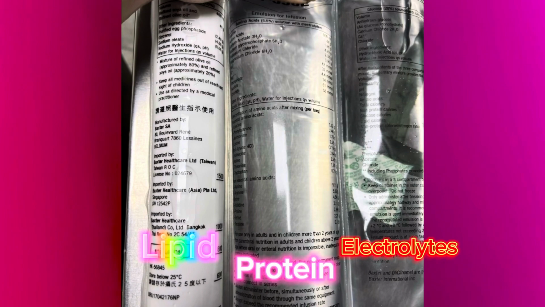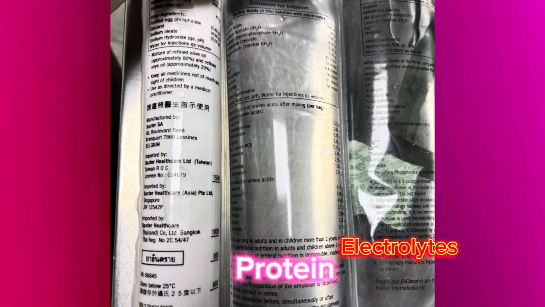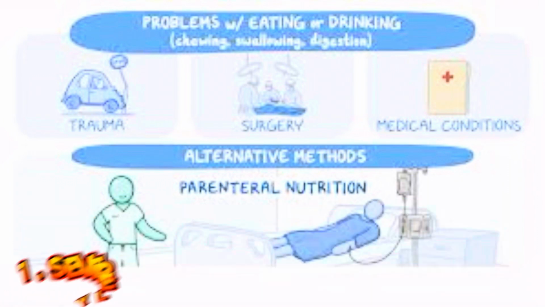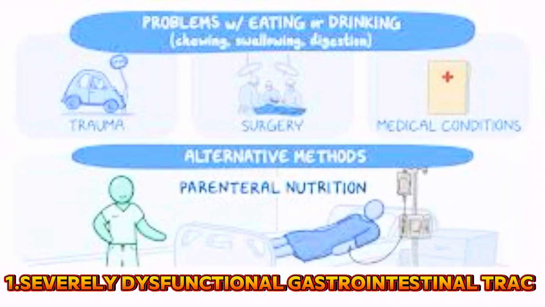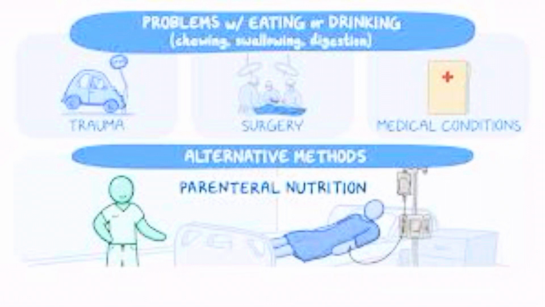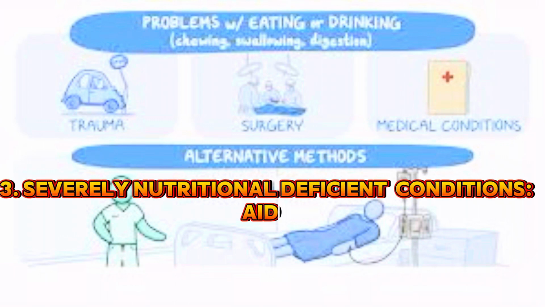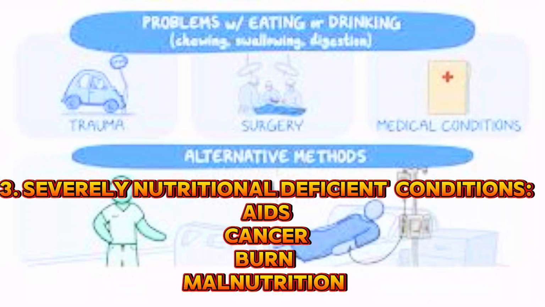As a nurse, we should always validate the components of the parenteral nutrition solution with the prescription by a trusted nurse. Talking about the indications, parenteral nutrition is most commonly used in patients with a severely dysfunctional GI tract who are unable to process nutrients. And sometimes, in order to provide GI rest in patients who recently underwent GI surgeries, gastrointestinal trauma, or severe intolerance to feeding, in such cases, parenteral nutrition is used. Along with that, patients with severely nutritionally deficient conditions like AIDS, cancer, burns, and malnutrition may also benefit from parenteral nutrition.